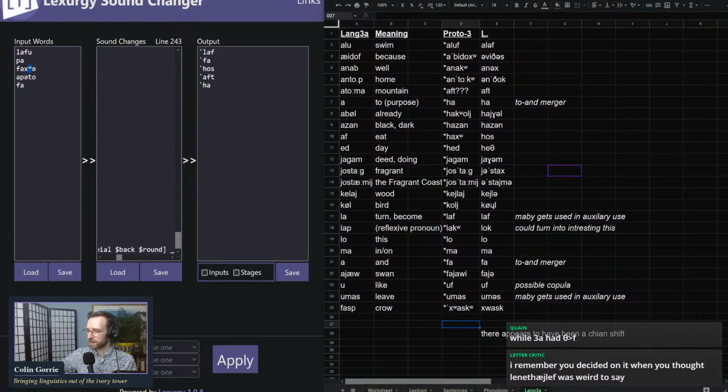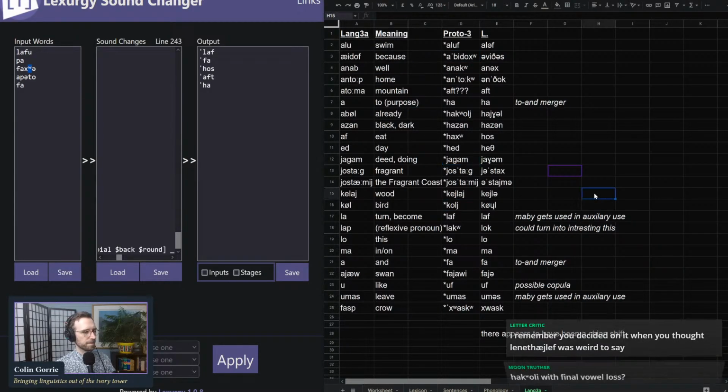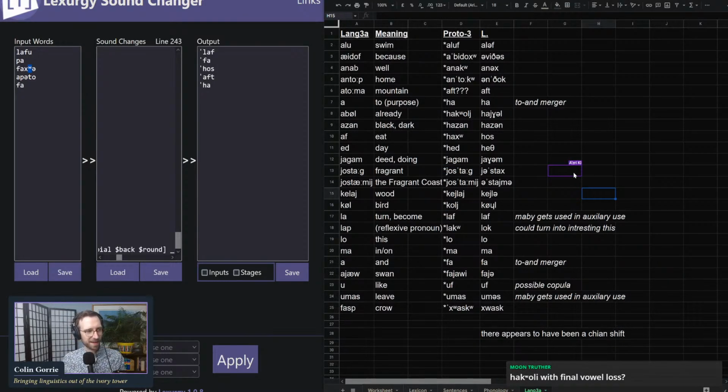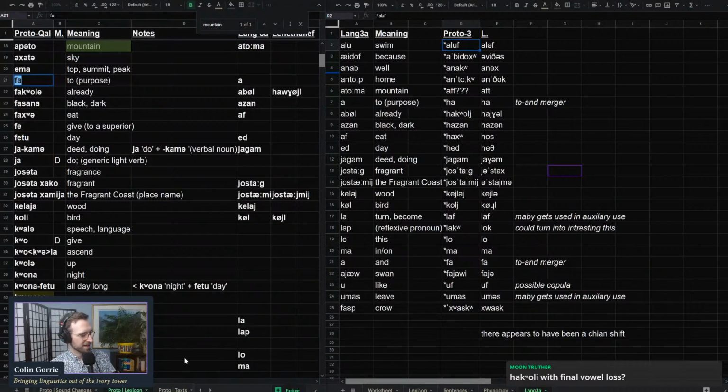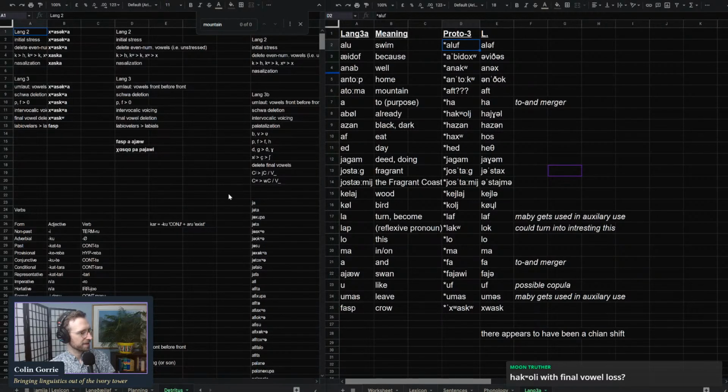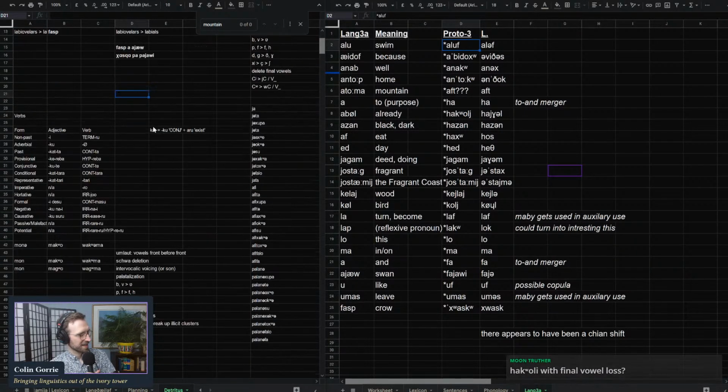Lenethailef possibly had th to s before p to f to th, k to ch. Yeah, maybe that's the... It's interesting looking back. Okay, let's take a look at the actual... Where did it get left? Here it is. There was something.